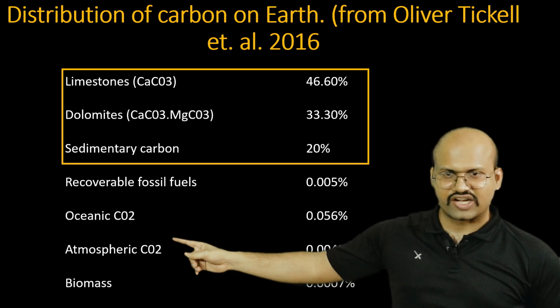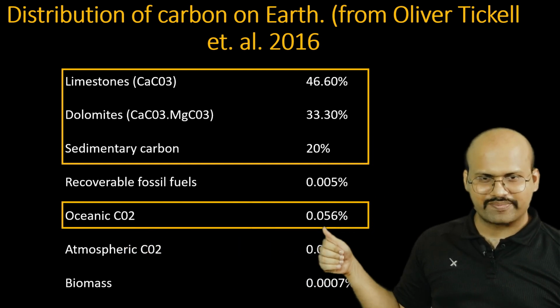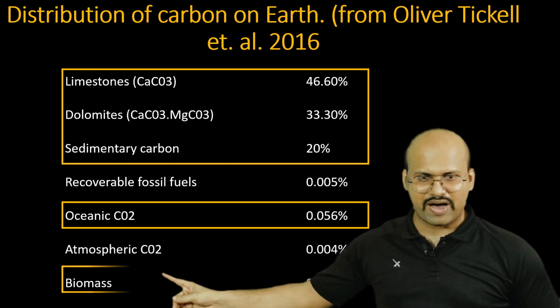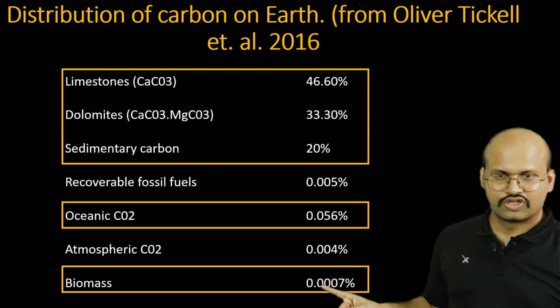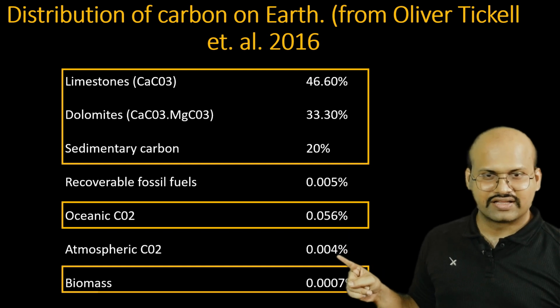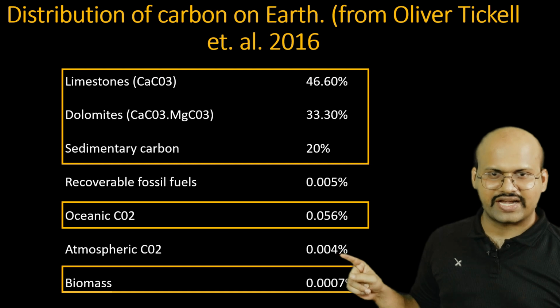Now we see that oceans have a higher proportion of carbon dioxide compared to the atmosphere, and we see that biomass also has carbon. So you can see here that the proportion of carbon dioxide in the ocean is greater than the proportion of carbon dioxide in the atmosphere.